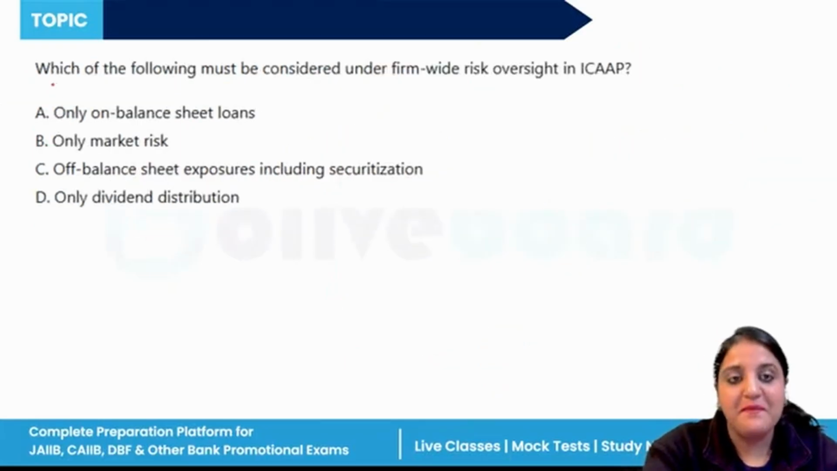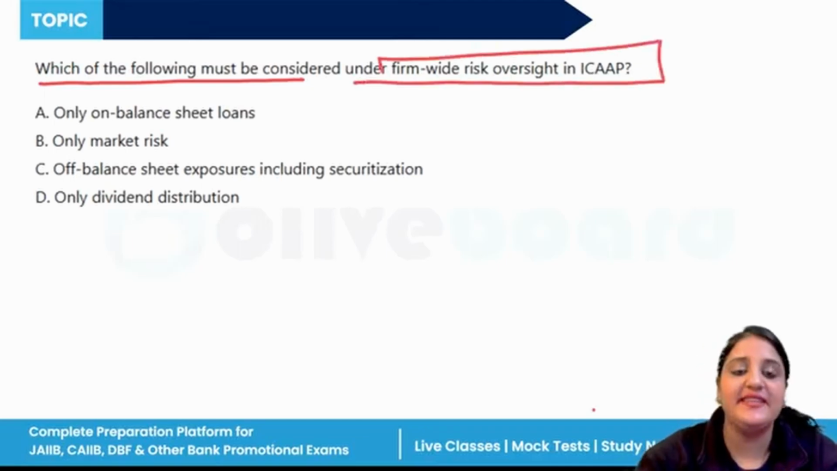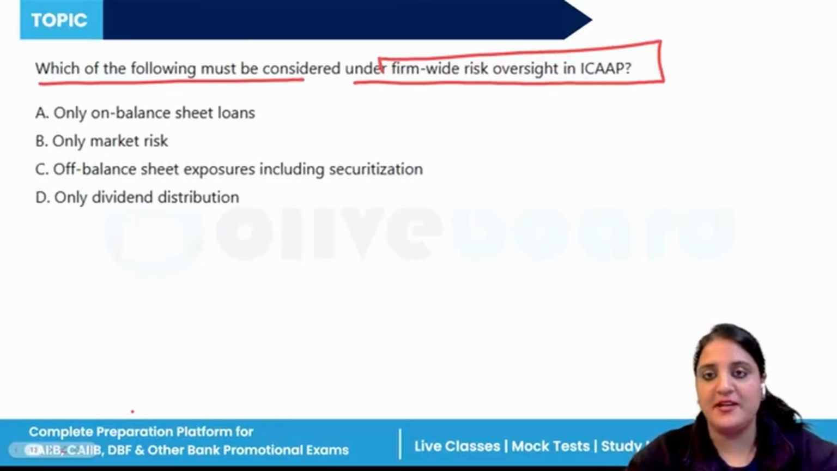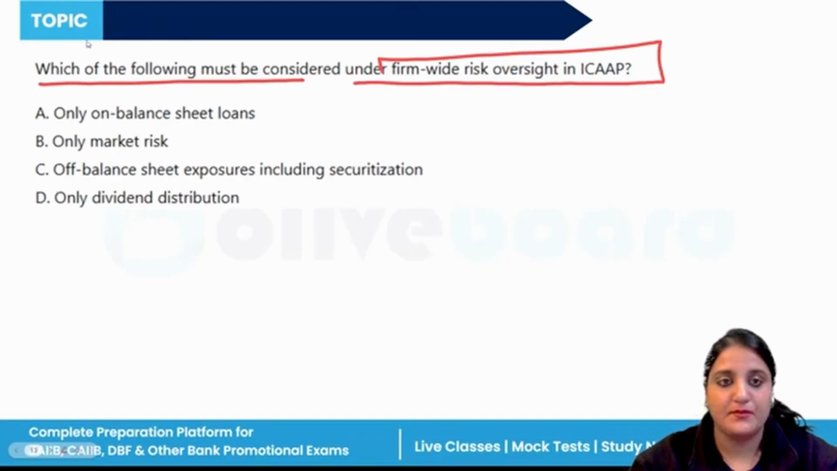Which of the following must be considered under firm-wide risk oversight in the ICAP? C.